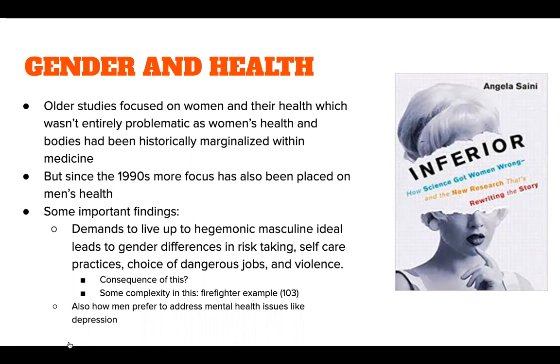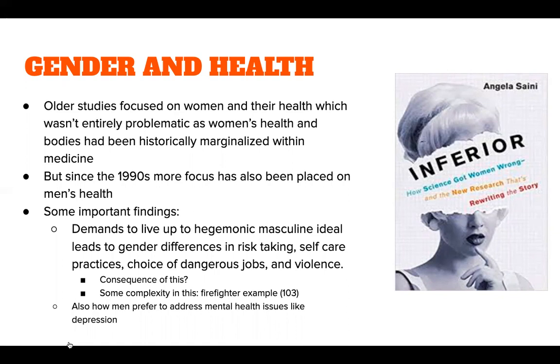But as your book notes, since the 1990s, there has been a lot more focus on men's health, especially understanding the relationship between health and masculinity. And so some important findings that have come out since then is that the demands to live up to the hegemonic masculine ideal lead to real gender differences in terms of risk-taking, so doing stupid stuff that results in unnecessary risks, you know, stunts that you then post on the internet, or drag racing cars, or not wearing your seatbelt, all of that risk taking, much more likely to be done by young men 18 to 25 than young women.